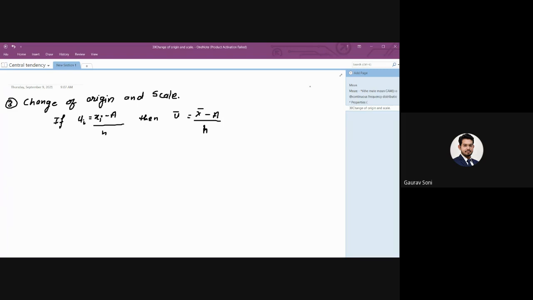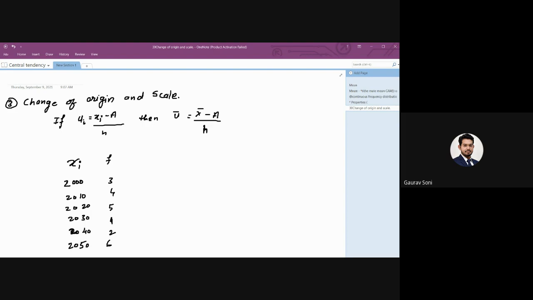Look, I'll just give a small example here, because it is very important that you know why you use the change of origin and change of scale. Say, for example, I have the entries 2000, 2010, 2020, 2030, 2040, 2050. And the frequencies are 3, 4, 5, 1, 2, and 6.